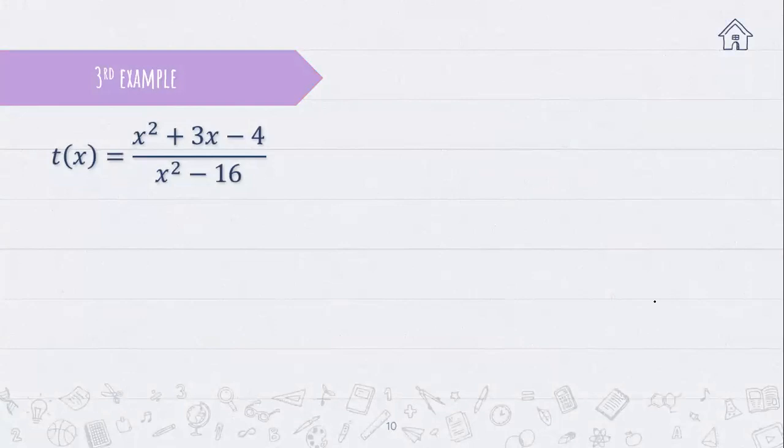Example number 3 is t of x is equal to x squared plus 3x minus 4 all over x squared minus 16. Okay, to give you a hint, may makakancel tayo dito. O, tutulungan ko na kayo paano mag-cancel. Okay? So, x squared plus 3x minus 4 can be factored out as well as x squared minus 16. Sige, kailangan natin kasi i-simplify yung function bago natin siya i-evaluate.